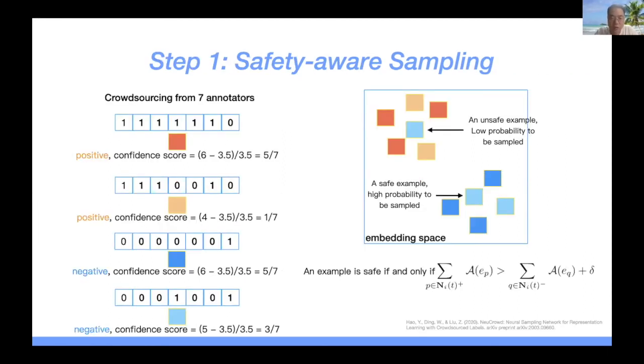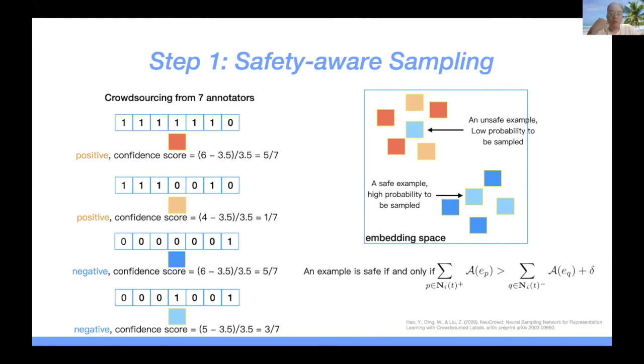Here, I will explain what is a safe and unsafe example. Let's see this example on the left side. On the top, this example has 6 positive votes out of 7 annotators. So we compute the confidence score, which is (6 minus 3.5) divided by 3.5, which is 5 over 7. So I can say that this one is a very confident example, a safe one. But for the second example below, it has only 4 votes out of 7 annotators, so the confidence score goes down to 1 over 7.